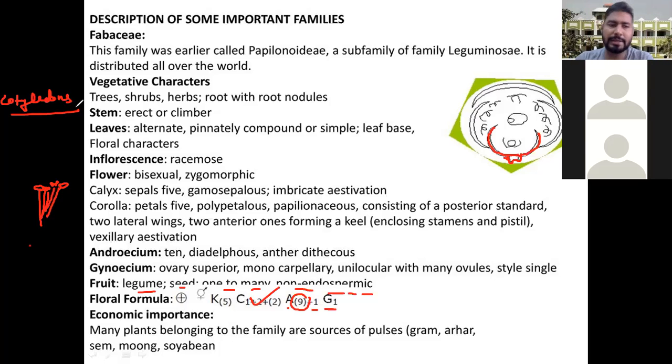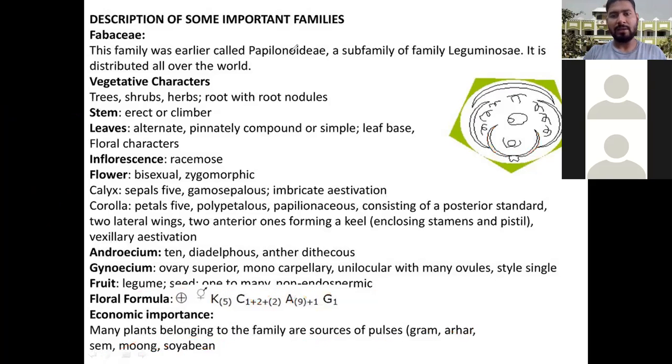Economic importance. Now you can see economic importance. Many plants belonging to the family are a source of pulses: gram, arhar, sem, moong, and soybean. So these are the different types of pulses, clear, which are generally obtained from this type of plant.